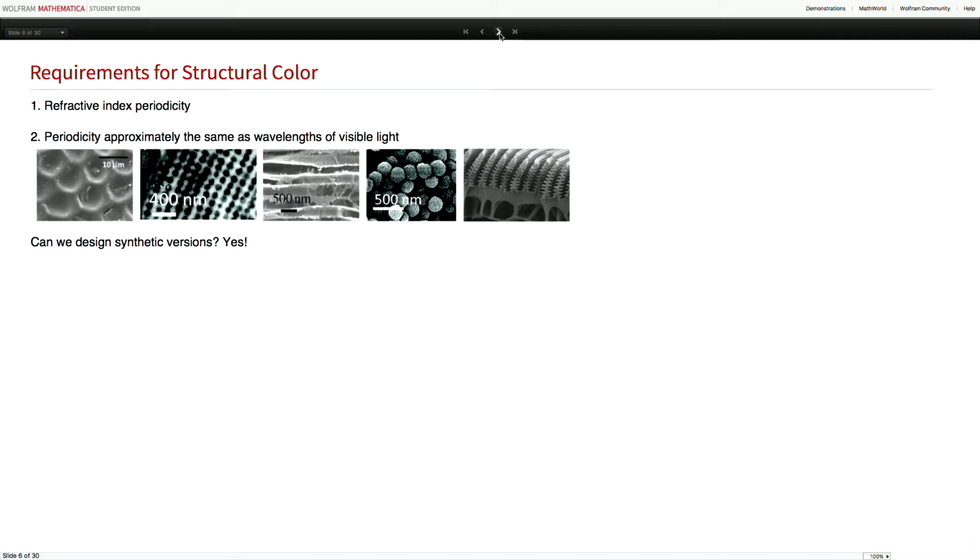And this periodicity also needs to be approximately the same size as wavelengths of visible light. And so when we see color, we're seeing light that is ranging in wavelength from 350 nanometers to about 700 nanometers. And so these nanostructures are on that order, generally about 100 nanometers to 1,000 nanometers, possibly even 10,000 nanometers. And this is so that the interference phenomenon is occurring in the range that we perceive as color. You can have the same phenomenon in infrared and ultraviolet, but we just don't appreciate it when it's happening at those wavelengths. And so we can create synthetic versions of these structural color materials.